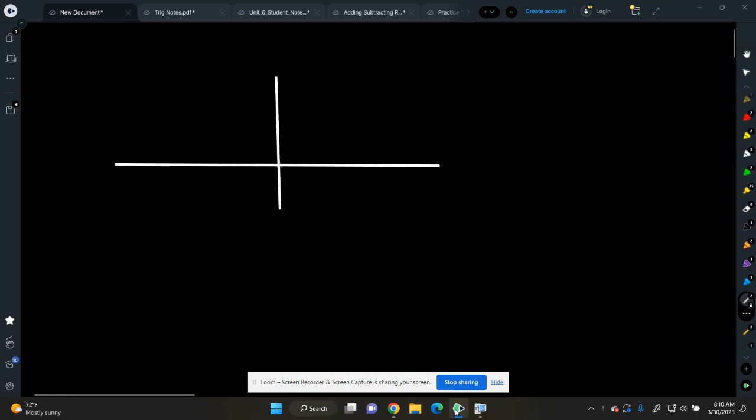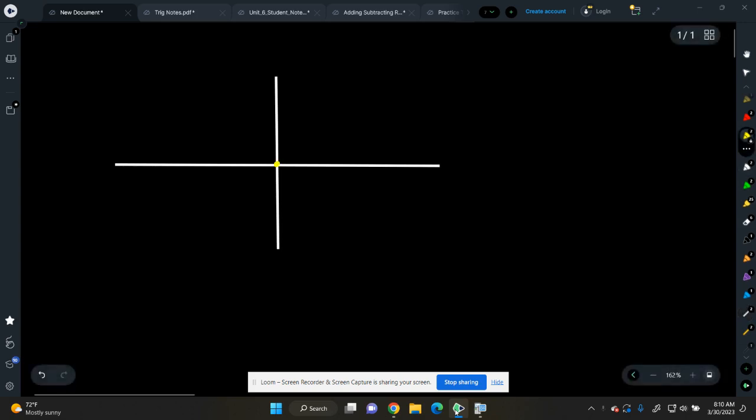Okay, so we looked at graphing sine and cosine functions, right? So, a rough sketch of our sine function, right? We start at the origin and we go to 2 pi, right?